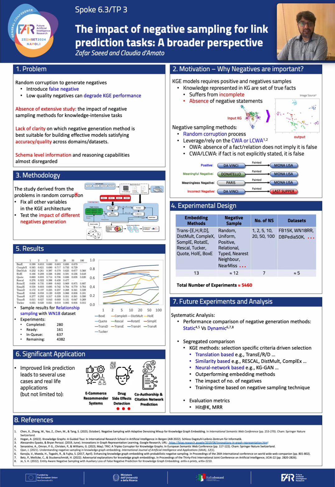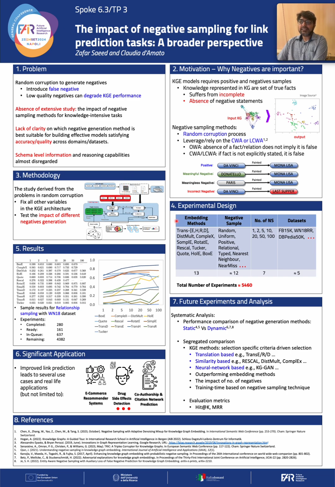So this study is derived from the problems related to random corruption with the goals to identify and characterize the negative sampling methods, and also investigate if the random sampling techniques are as good as any other state-of-the-art approaches. And we need to empirically evaluate the impact of negative sampling methods on a variety of knowledge graph embedding methods.